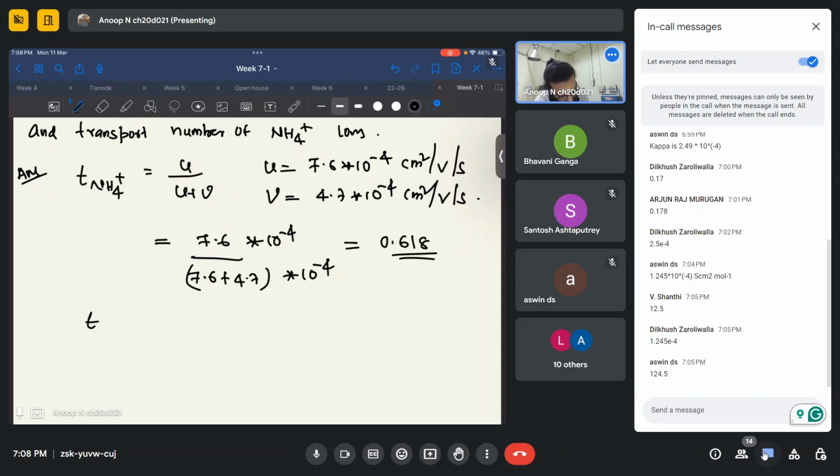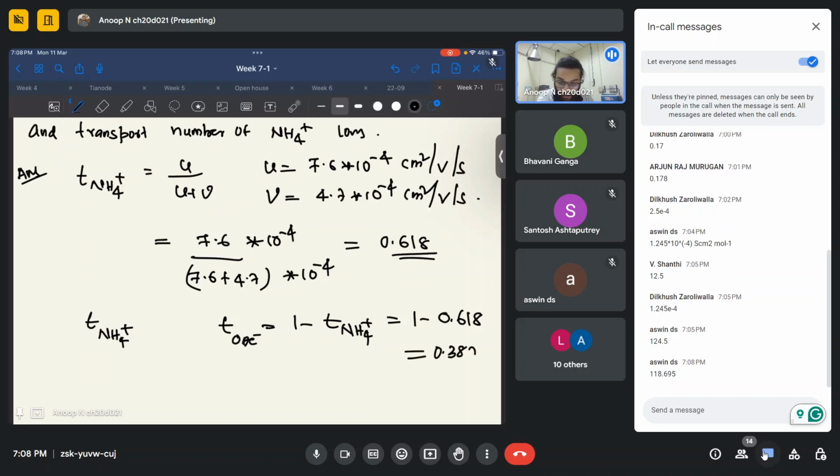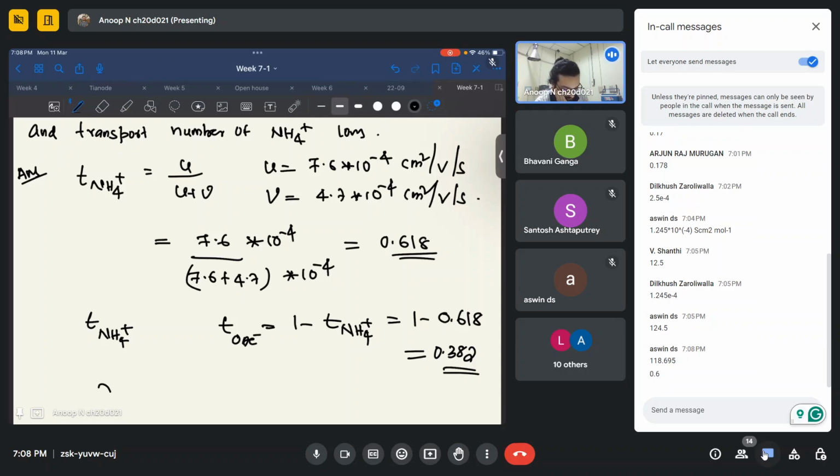So once T NH4 plus is given, we can write T OAC minus is equal to 1 minus T NH4 plus, which is nothing but 1 minus 0.618. 0.382, right? Yeah, 0.382. So now we can calculate lambda naught.